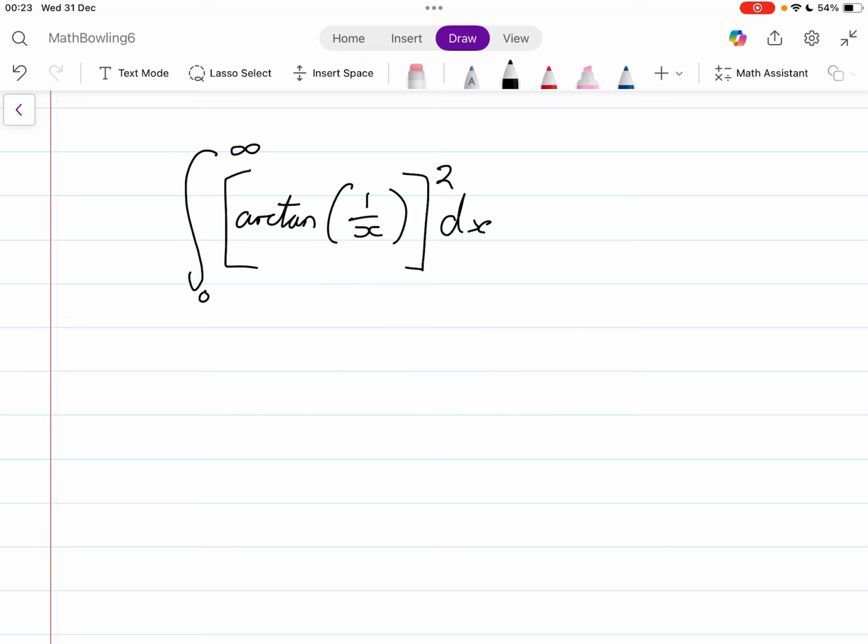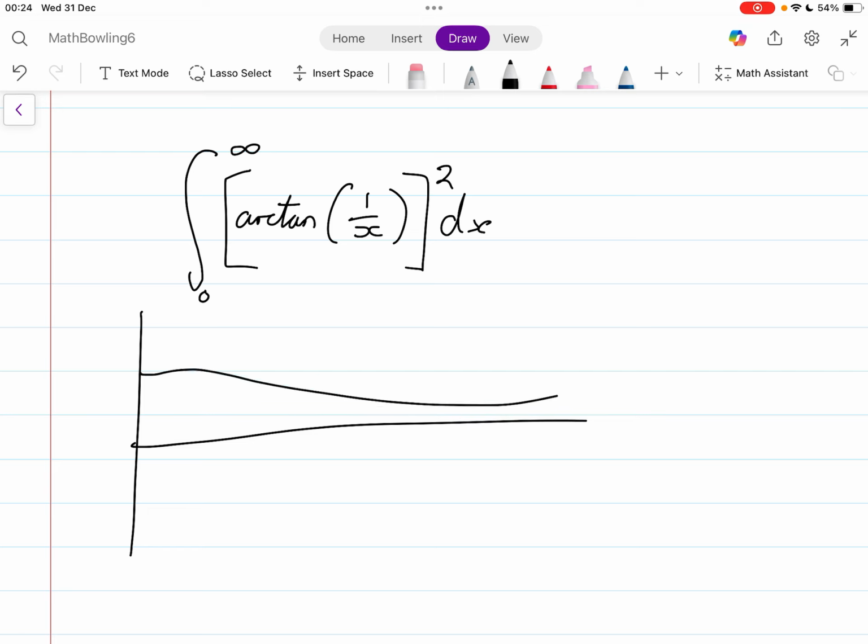I'm not really going to bother rigorously proving that it does, but what we know is that the graph looks something like this. It's a very bad graph. It should asymptote towards 0. And obviously this is going to be pi over 2.